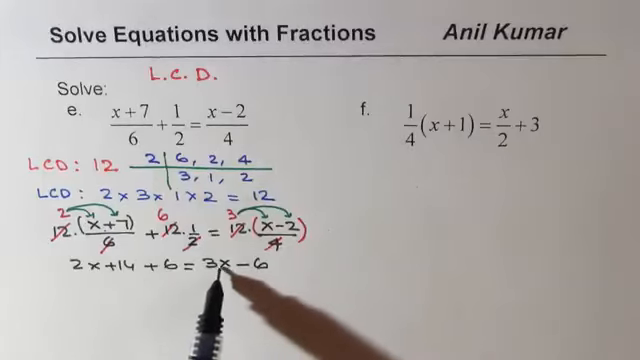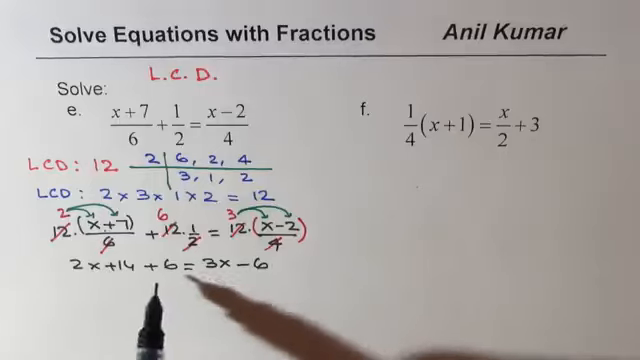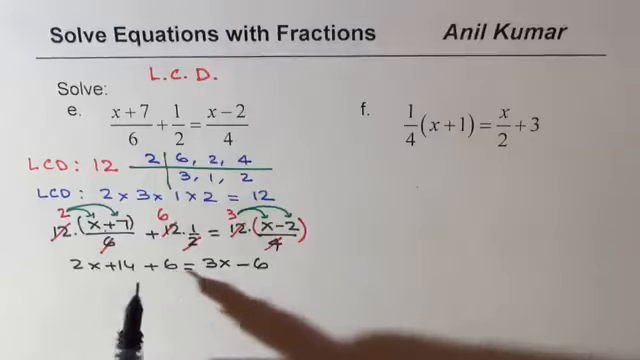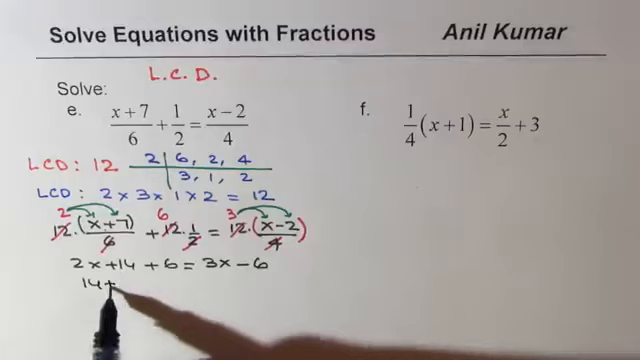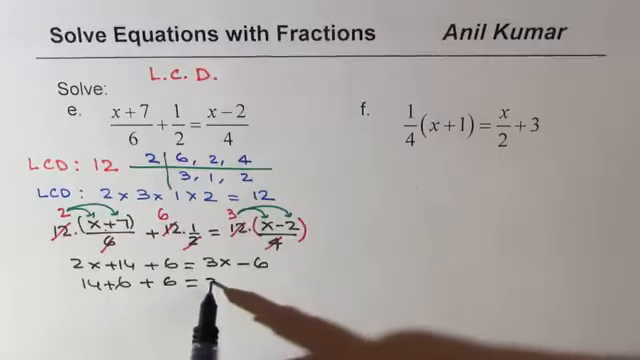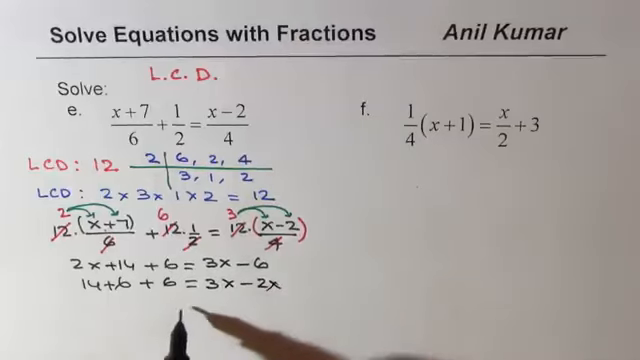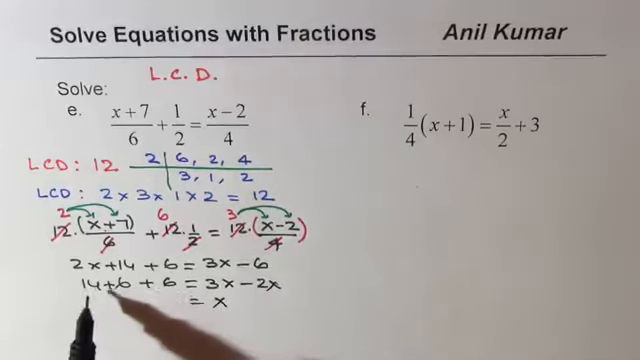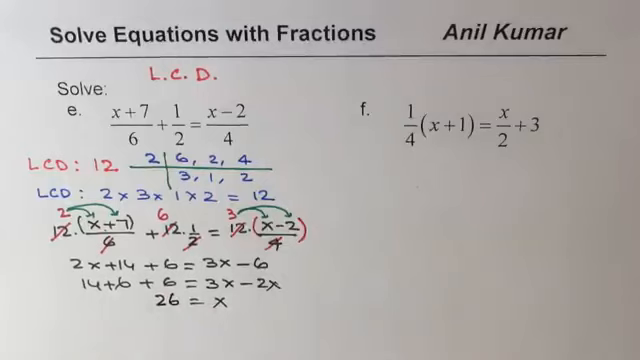Since 3x is higher, we'll bring x to the right side. We have 14 plus 6. Let me write 14 plus 6. This 6 coming to this side will become a positive 6. 3x minus 2x, so we get x equals 26. So x equals 26 is our answer. Is that clear?